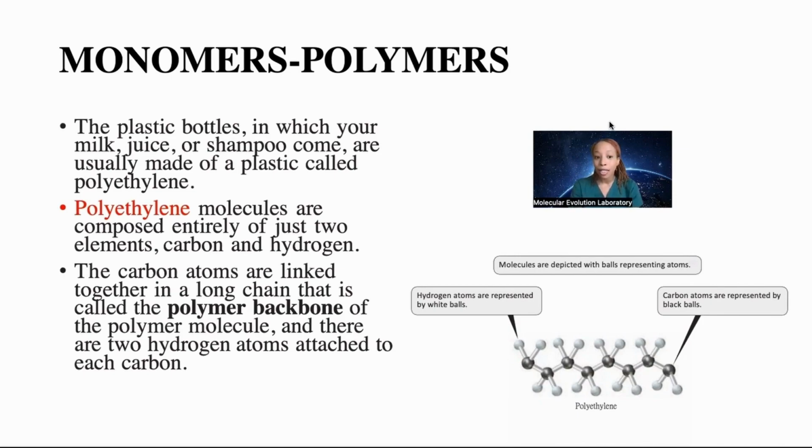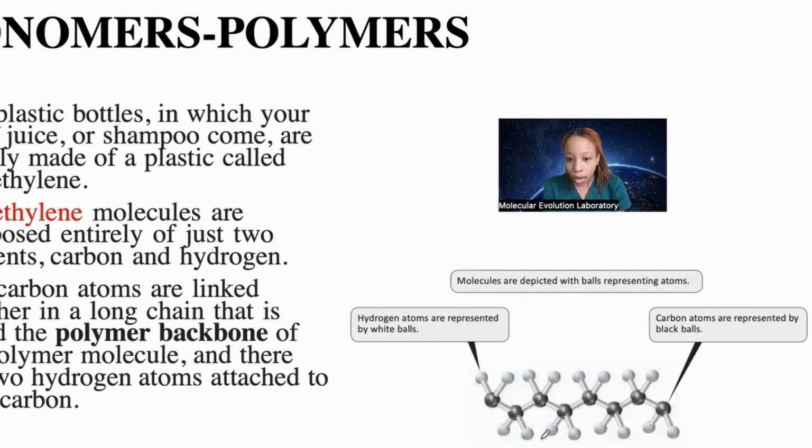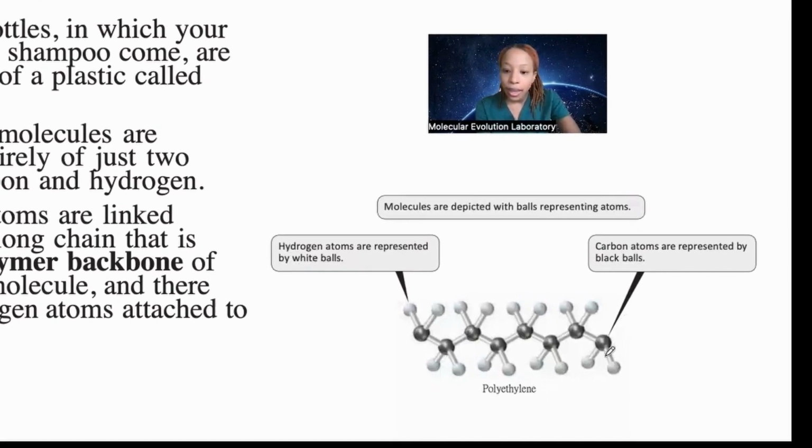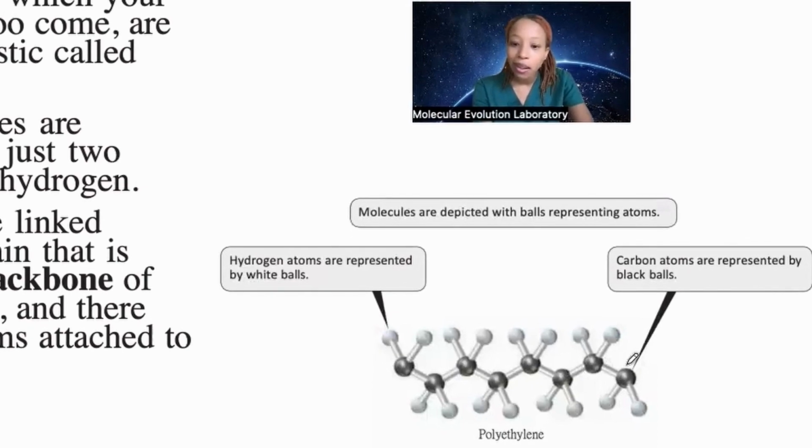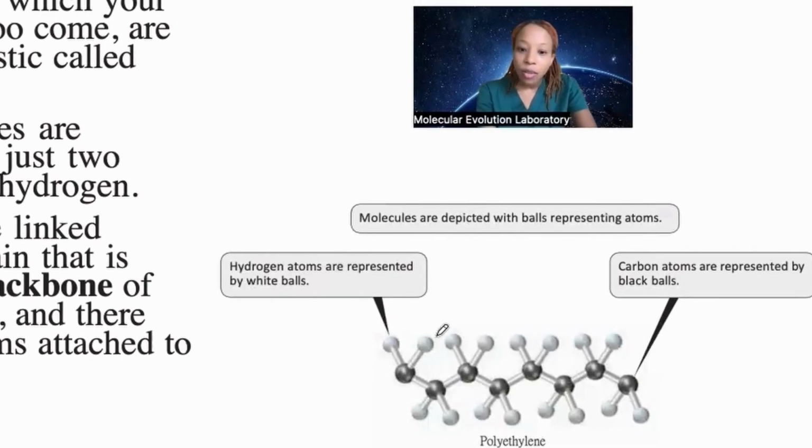So basically, the polyethylenes usually consist of a series of carbon atoms which are covalently bonded to each other. Hydrogen atoms are covalently bonded to each carbon atom. So this is basically just showing the layout of polyethylene. This is the carbon backbone here. The black balls represent the carbon. The hydrogen atoms are represented with the white balls. The molecules are depicted with balls representing the atoms.